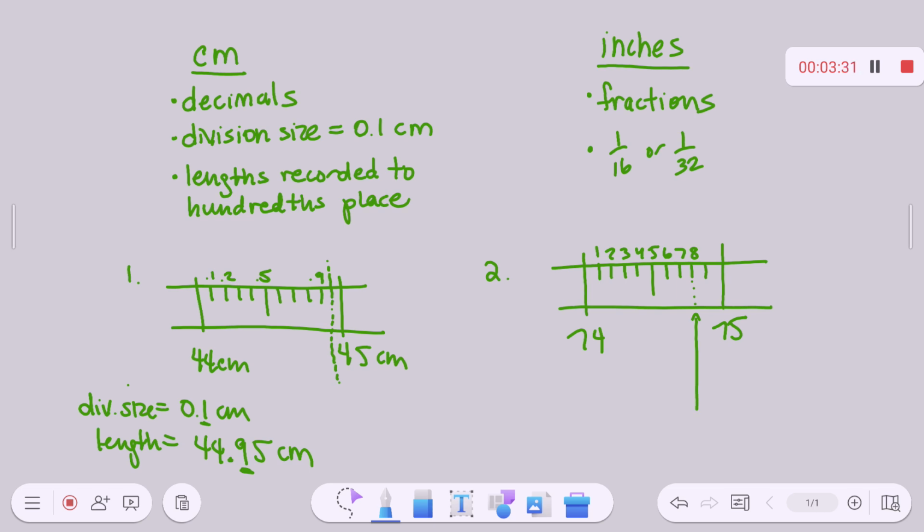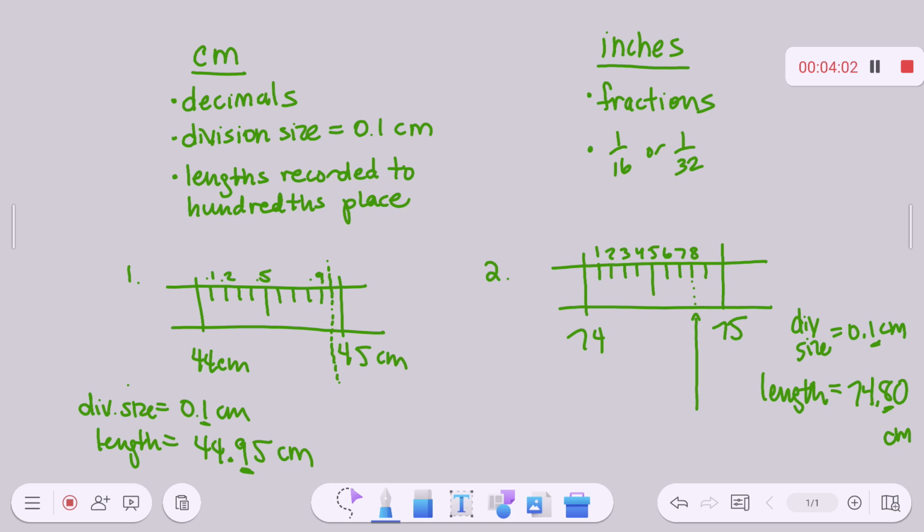Your division size is 0.1. And then your length would be what? 74.80. Yeah, 74.8, because you're falling on that 8th line. And then you add a 0 after that for your estimated digit. You are certain to the 10th place. The 0 is your estimated digit, and you put centimeters on the end. Okay, so all lengths in centimeters go 2 places past the decimal.